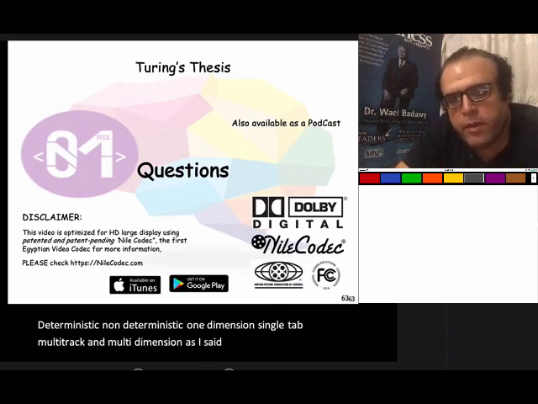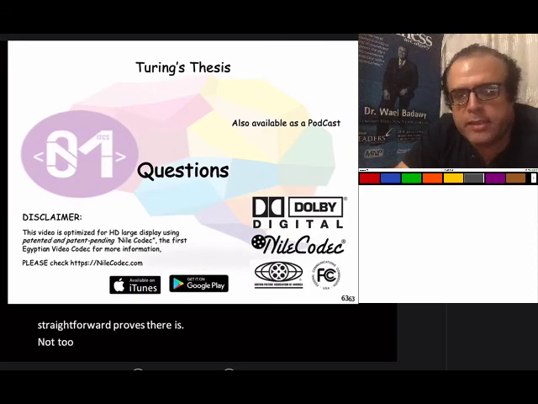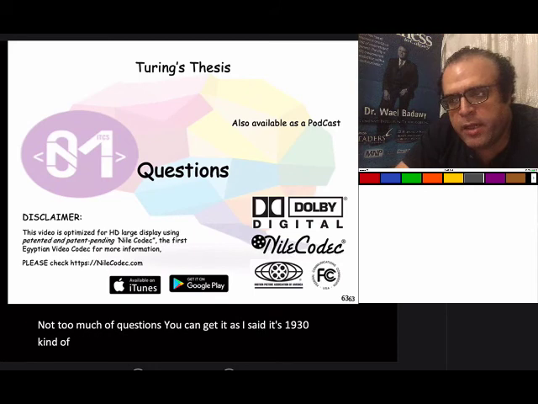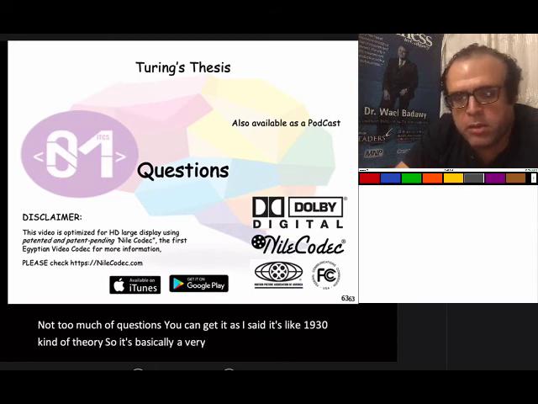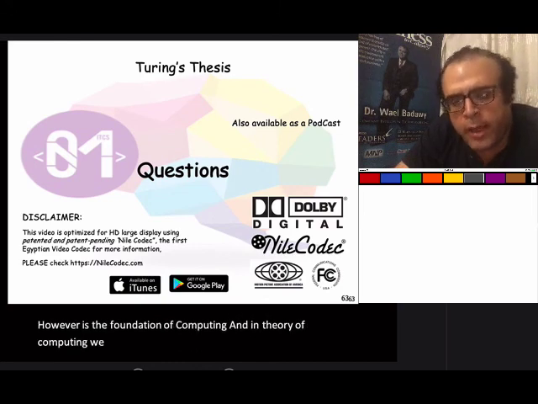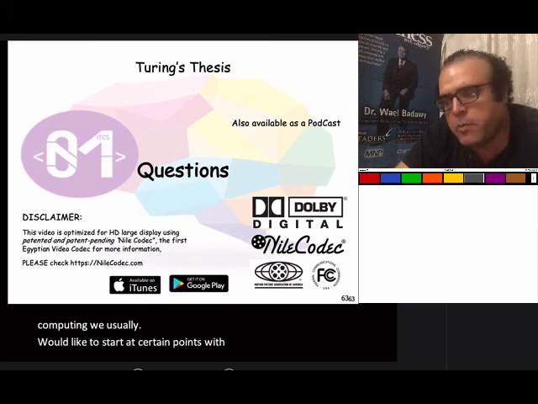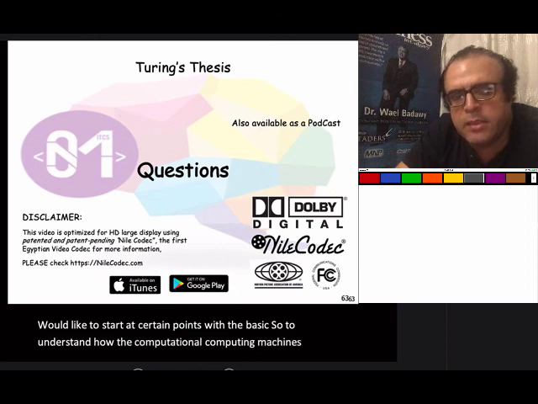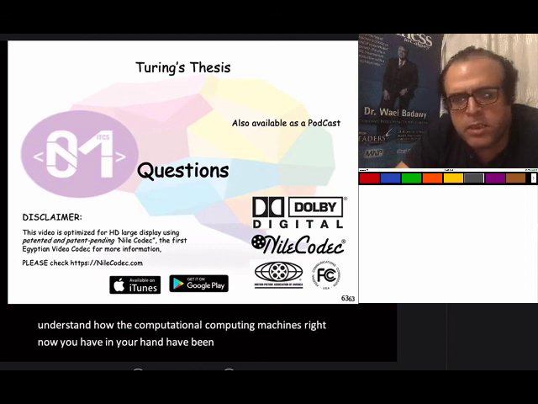There are not too many questions you can get. As I said, it's like 1930s theory, so these are very roughly 90-year-old models. However, this is the foundation of computing, and in the theory of computing we usually like to start at a certain point with the basics, to understand how the computing machines you have in your hand right now have been designed from the past based on this theory.